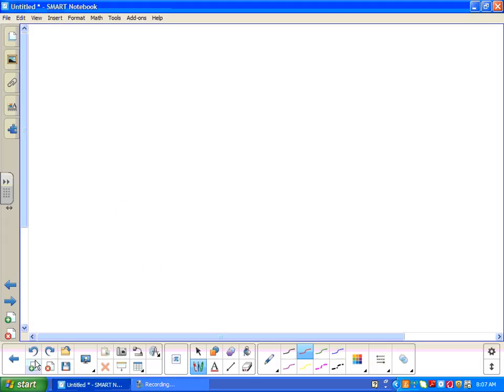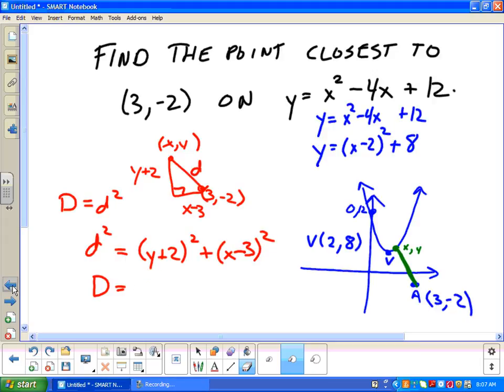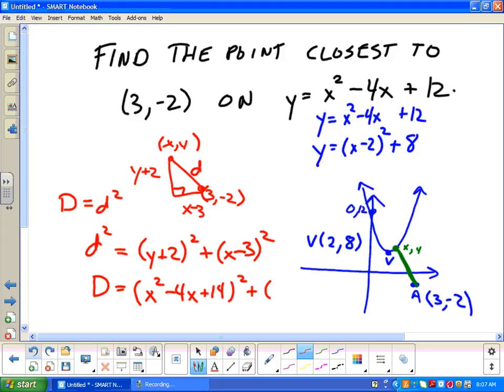But when you have these type of problems, you have y equals a bunch of junk right there, right? Y equals all that stuff. So I'll put the stuff in here. Y equals x squared minus 4x plus 12, plus another 2 is plus 14. And now I have an equation with one variable, and I want to find where d is the smallest it can be.